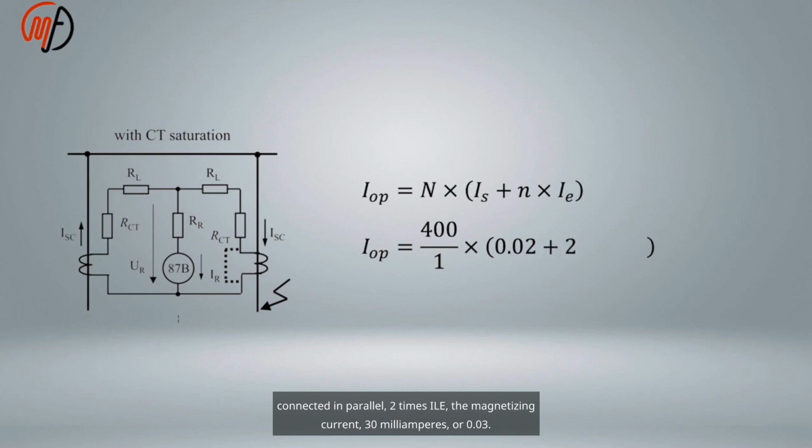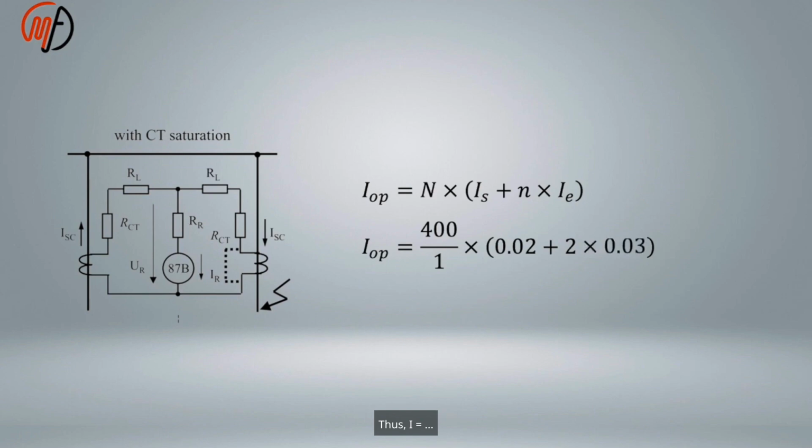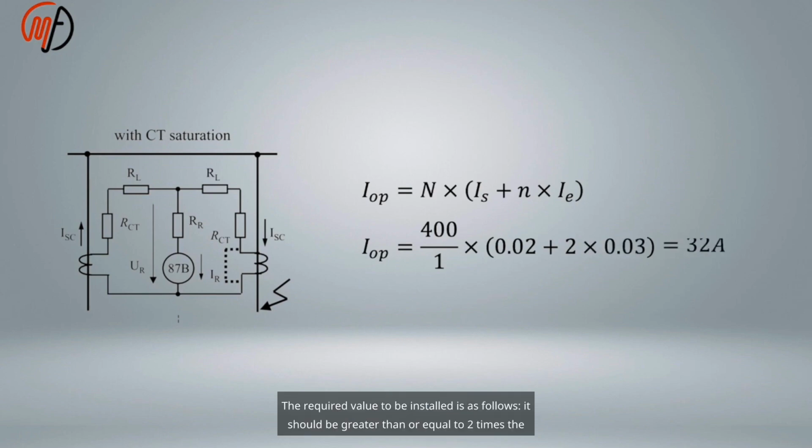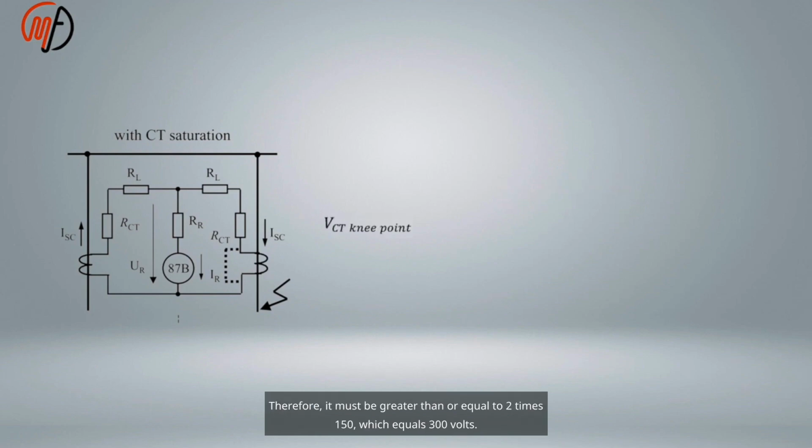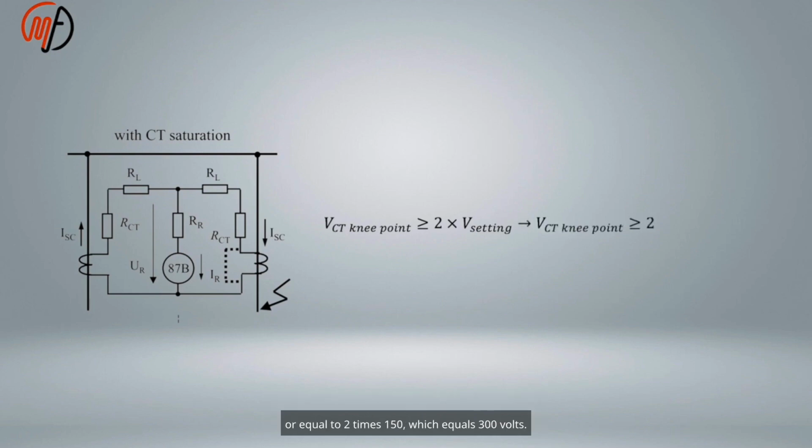Thus, the required value to be installed is as follows. It should be greater than or equal to 2 times the previously found value, which equals 150 volts. Therefore, it must be greater than or equal to 2 times 150, which equals 300 volts. It has been previously found that the voltage equals 150 volts, so the CT knee point voltage must be greater than or equal to 2 times 150, which equals 300 volts.